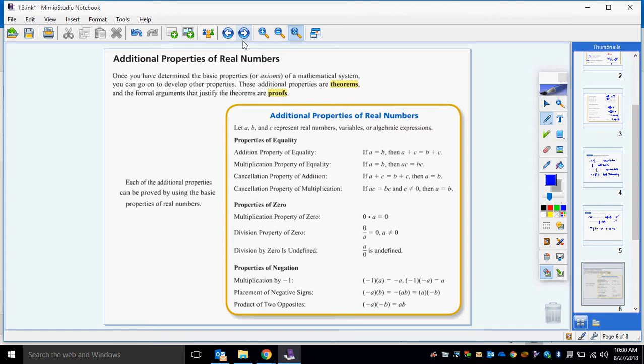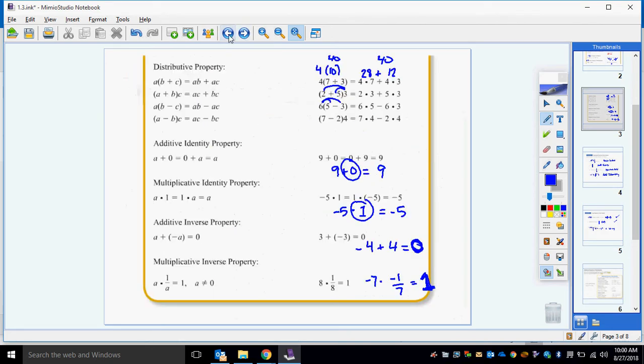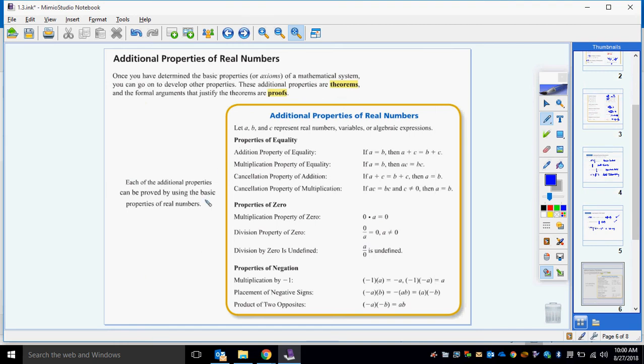Okay, so we have more properties of real numbers. The properties over here can be proved using the basic properties that we learned earlier, the first and second slides. We're going to prove them after we talk about them. So let's talk about them first. Properties of equality. These properties are the ones that allow us to solve equations. So if I had x plus 1 equal to 7, I can solve this by subtracting 1. Well, this subtracting of 1 on both sides is actually a property. So let's talk about these properties.